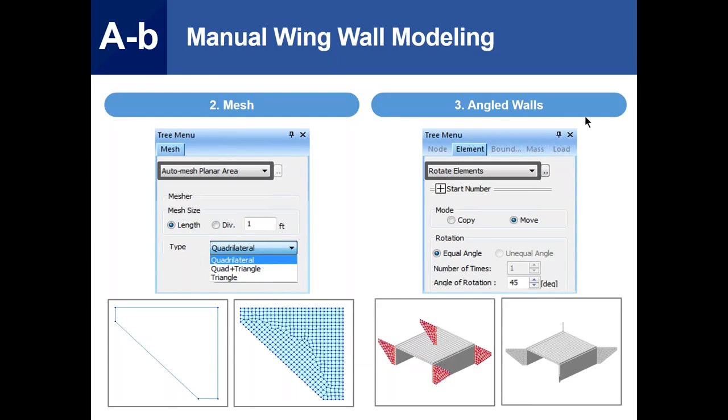The second portion is, what if the wing wall isn't perfectly perpendicular, which is the way the wizard creates the model for you? What if the wing walls are not perfectly at an angle? What if it's at a skew to the structure? That's also another commonly asked question. And for that portion too, I'll be showing you in the program, demonstrating.